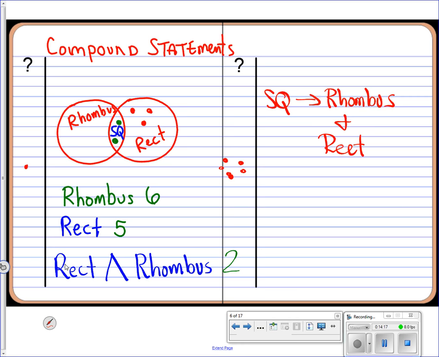All right, now let's do the rhombuses. 6 rhombuses, so I have 2 of them already accounted for in this middle area. So 2, 3, 4, 5, and 6. And so in total, I have 6 rhombuses because they all fall in the circle for a rhombus. This is possible by doing the intersection first, the ones that are both the same.